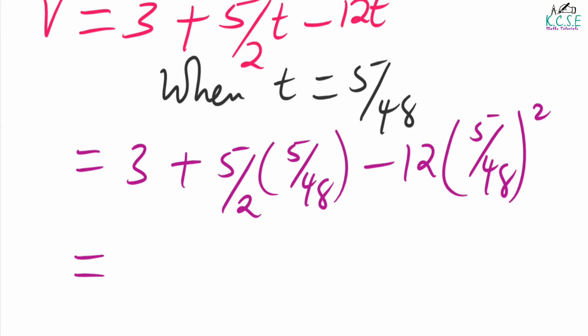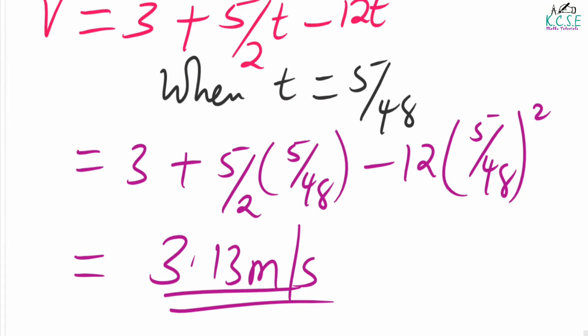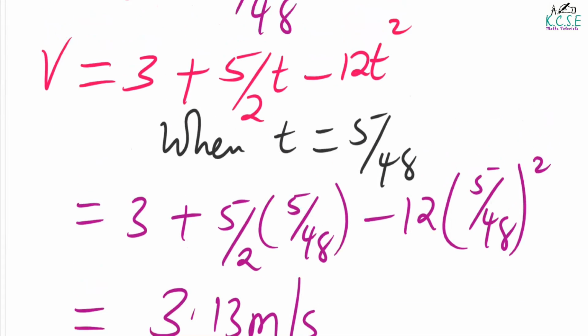Therefore, when you work out this, it's supposed to give 3.13 meters per second, and that is the maximum speed attained. So that is how you're supposed to work out that question.